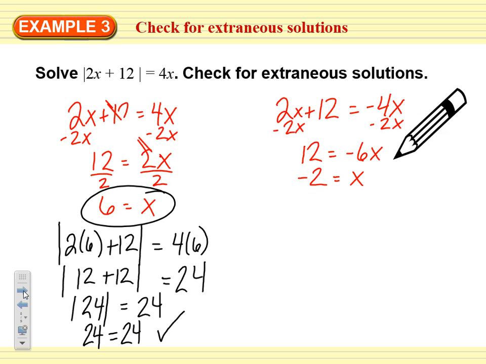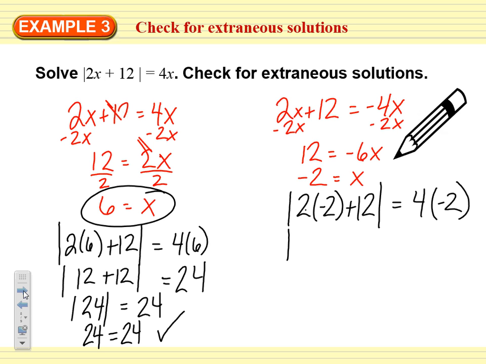I'm going to plug in -2 as well into the original problem. So 2 times -2 is -4, plus 12 more makes 8. I have the absolute value of 8 on this side. The absolute value of 8 is in fact 8. On the other side, 4 times -2 is -8. Well, this doesn't make sense. 8 and -8 are not the same number. There's no more absolute value there around that 8. So this does not check. So it is not a solution.